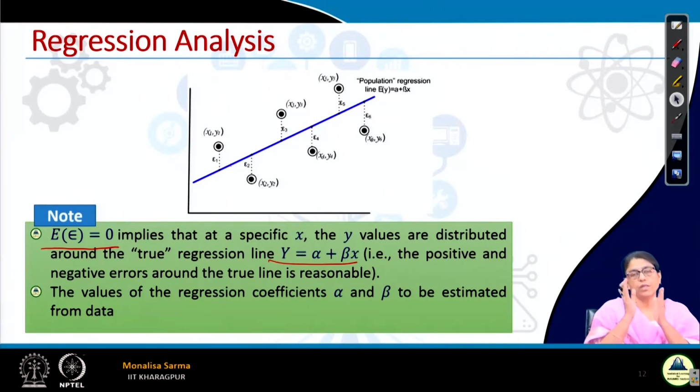And once we find this line, the next step will be to find the coefficients. Finding the line means that until and unless we know the coefficients, that is alpha and beta, the line is not complete, our mathematical model is not complete. So our next step is that the values of the regression coefficients alpha and beta are to be estimated. The values of alpha and beta are not given to us, so we will have to estimate them from the data.